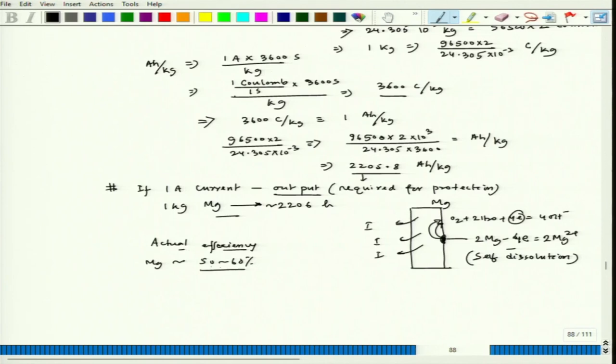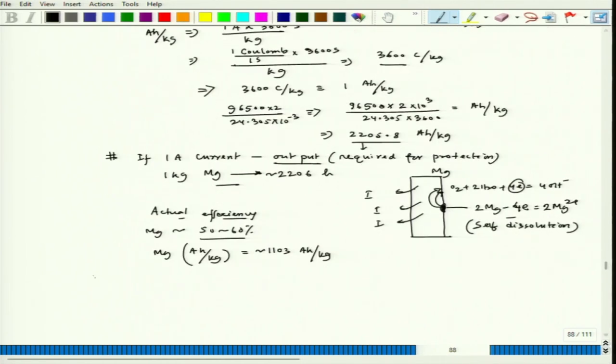So if I consider 50%, the magnesium ampere-hour would be close to around 1103 ampere hour per kg. So 1 kg of magnesium can protect a steel component for 1103 hours if 1 ampere is the current output that is needed. So that is the magnesium.